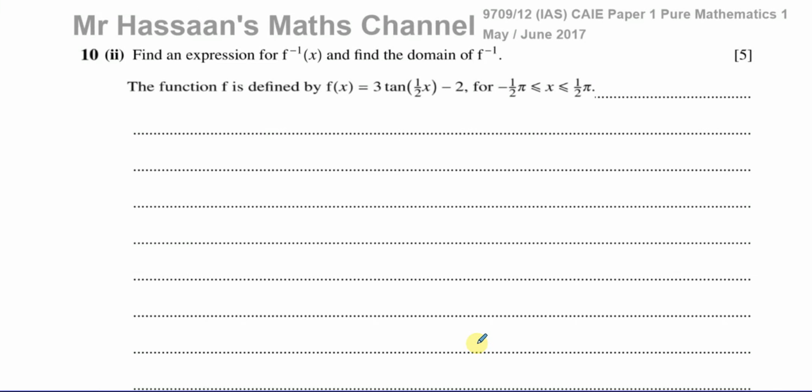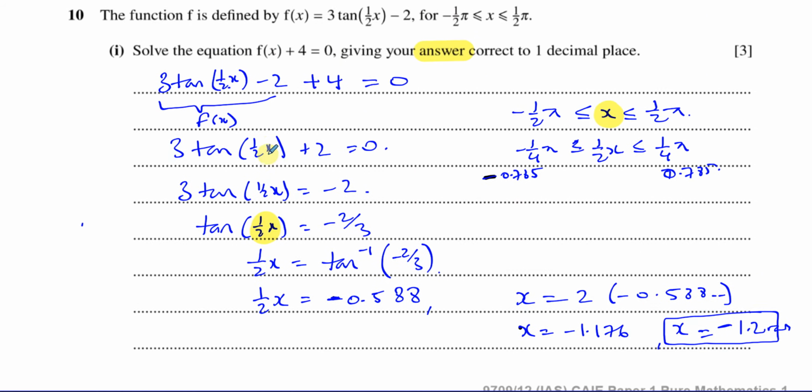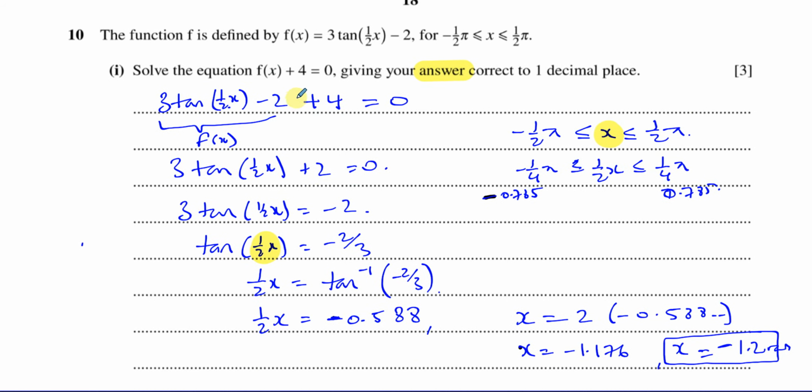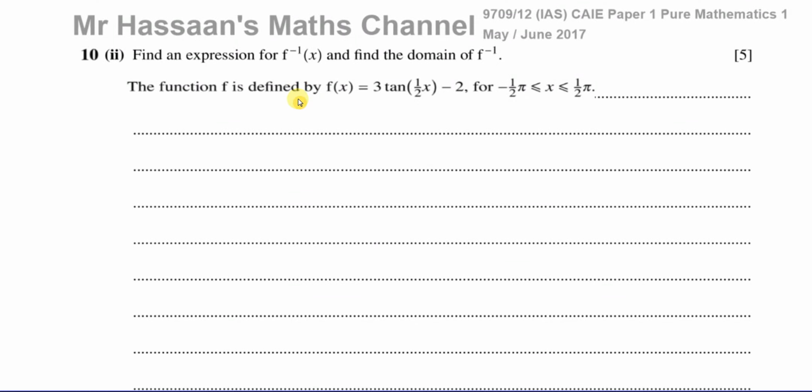Hassan's Maths channel, and I'm now answering question number 10, part 2, from the May-June 2017 Cambridge International A-Level 9709 paper 1. This is the Pure Mathematics 1 component, and I've already answered part 1 in a previous video, which was all to do with solving trig equations. Now I'm going to do part 2, which is more related to functions and inverse functions, so I'm going to save them in separate playlists for the topics and the same playlist for the paper.